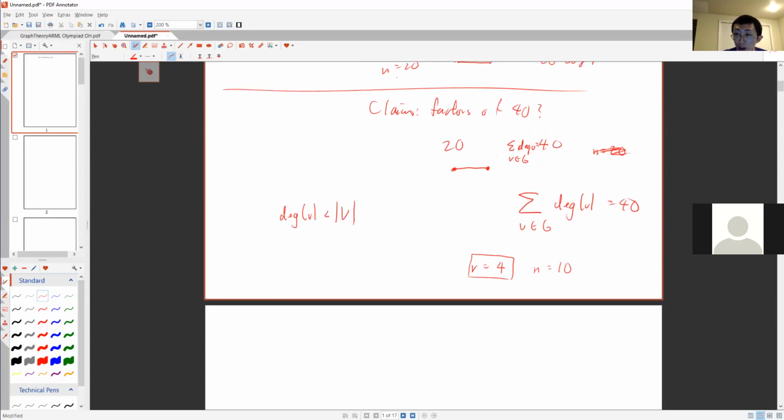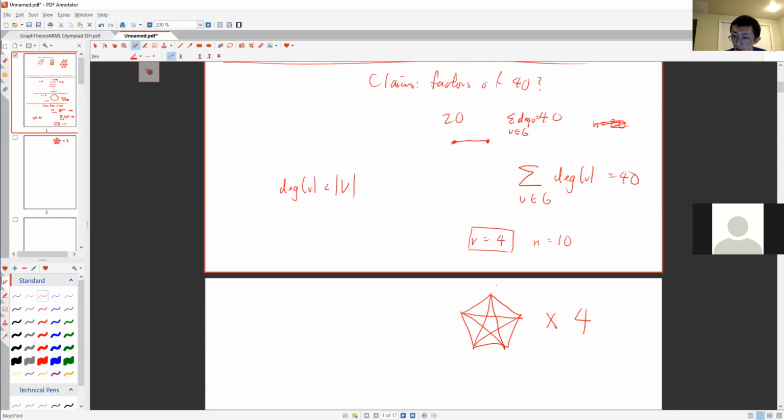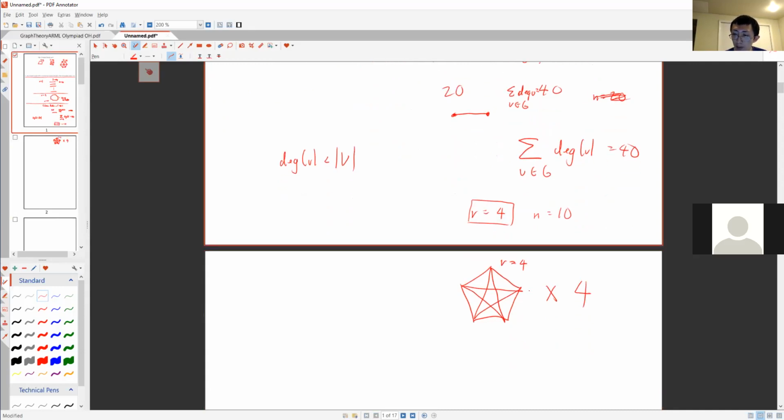So, for R equals 2, a cycle works. For R equals 4, we could potentially have, well, let's see, right? One way is we could just draw a disconnected graph. It could be pentagrams. So there's going to be 4 of those, 4 pentagrams, and each vertex has degree 4. Let's check R equals 5. Then let's see, how can we draw R equals 5?